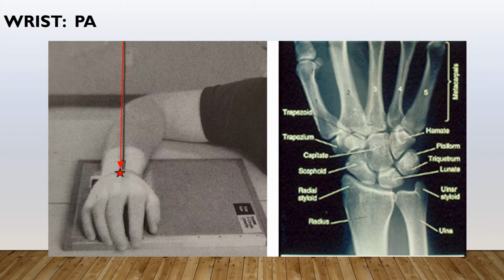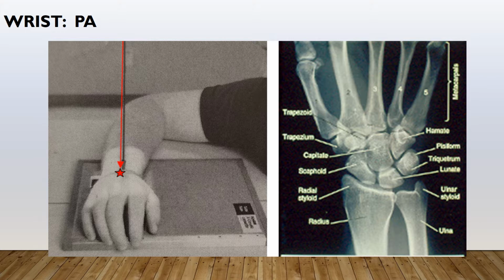For a wrist x-ray, patient's still seated at the side of the table. Everything is still in the same plane. Have the patient make a loose fist or curl their fingers under. The reason that we do that is because it brings the wrist closer down to the image receptor. We are going to center right in the mid-carpal bones.